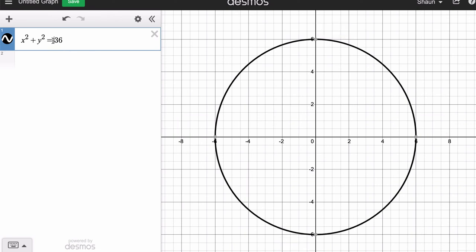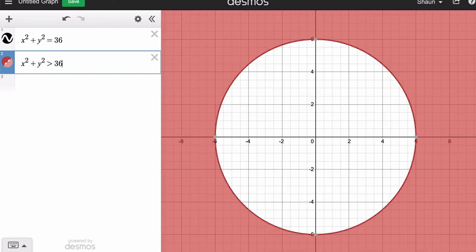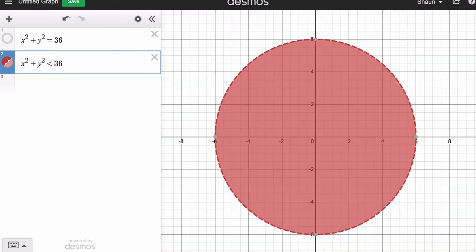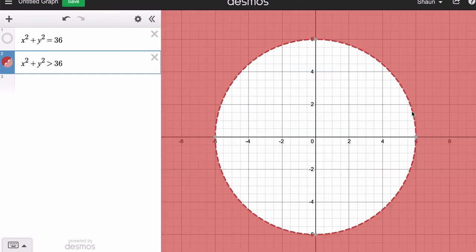So think about what it would mean if I wrote x squared plus y squared greater than. What if I did greater than? What would that mean? Think about that. Let's type it in. Let's say greater than 36. Boom. Here, I get all the points that are more than 6 away from the origin. And if I did less than, I get all the points that are less than 6 away from the origin. If I want to include the circle, I make it or equal to. And if we go back to the original case right here, you can see that this actually works.